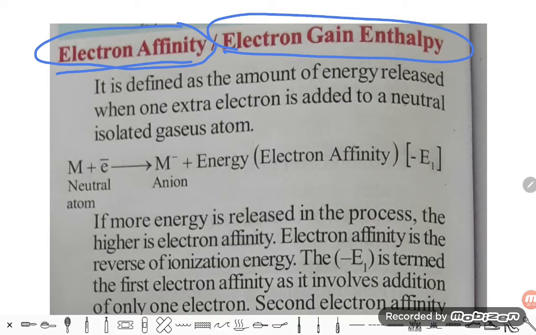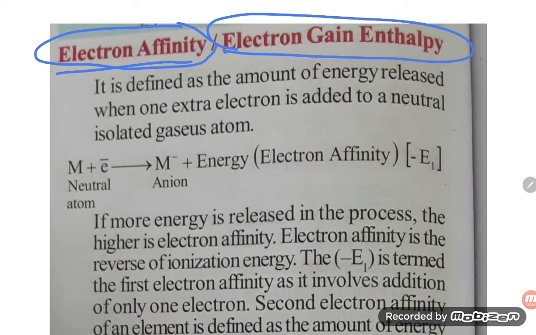Either you say electron affinity or electron gain enthalpy, both are the same terms, student. Electron gain enthalpy means the enthalpy change when one electron is gained by the atom. Let us read out the statement, then we will be able to understand.